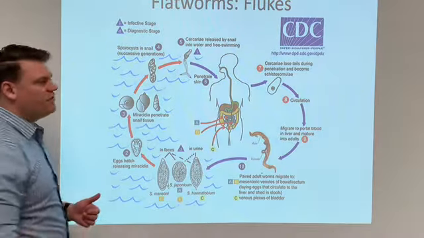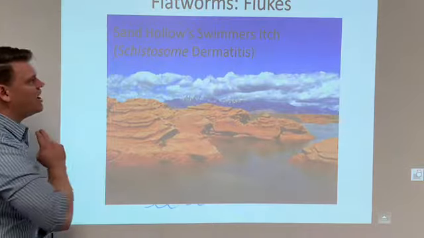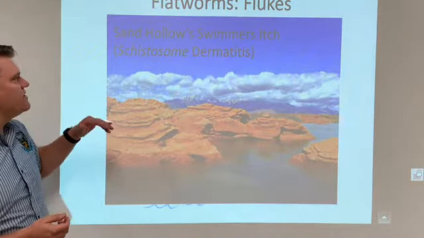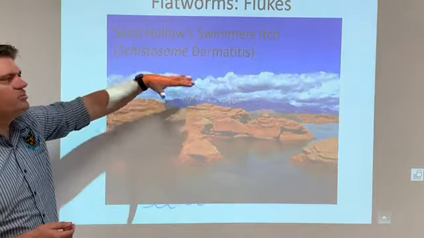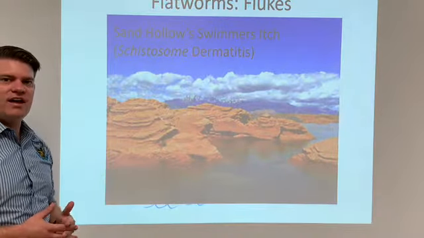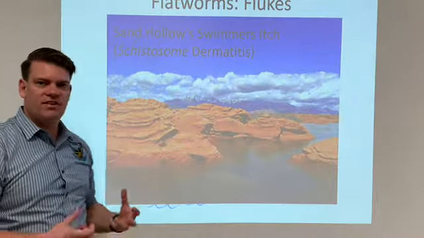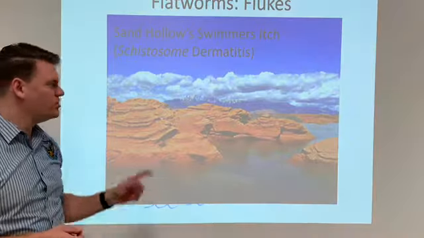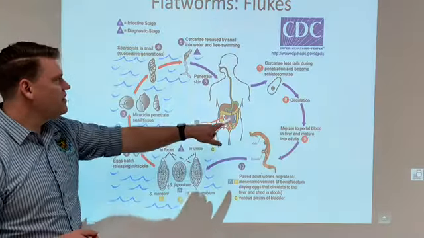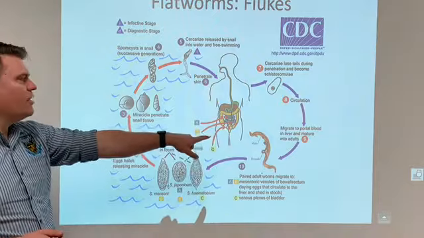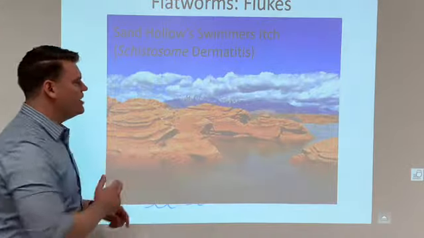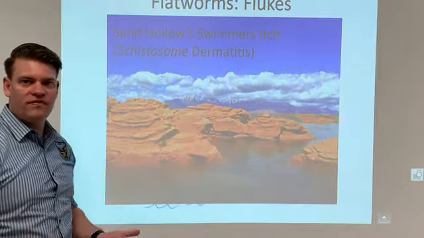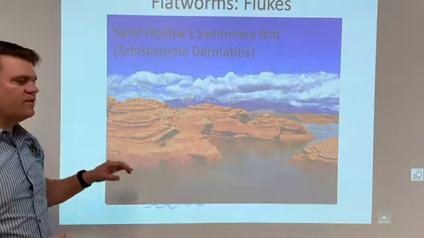And it's very interesting. We have a unique fluke here in southern Utah out at Sand Hollow. You probably have heard of Sand Hollow swimmer's itch. This is from a fluke called Schistosoma dermatitis. And the interesting thing about it is that there are snails in there, and we're actually not the second host for this fluke. So in our previous picture, with the fluke that's found in Asia, humans are the second host. But with the fluke found in Sand Hollow, it's actually waterfowl, so birds, that are the second hosts.